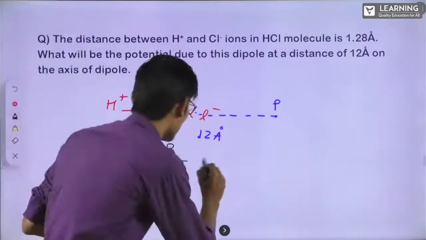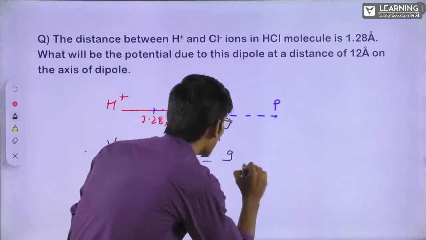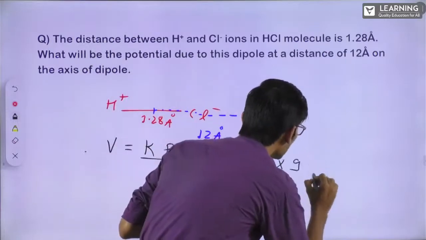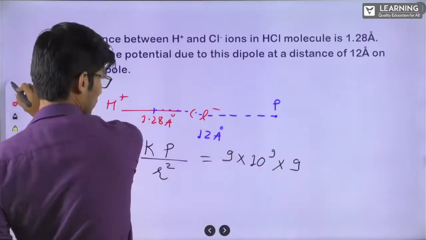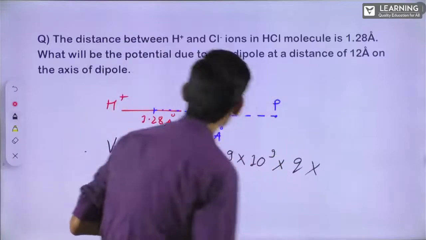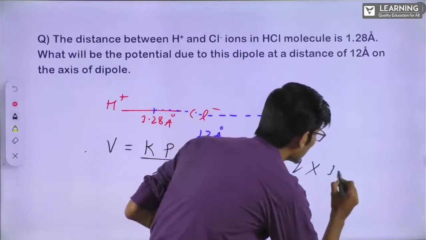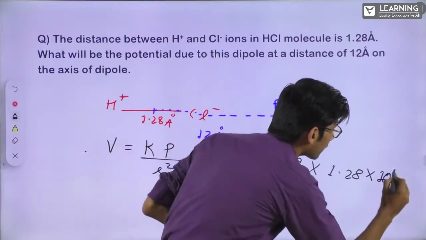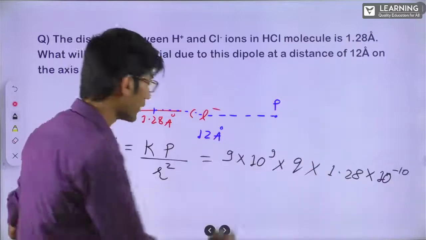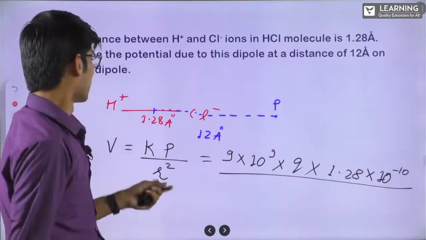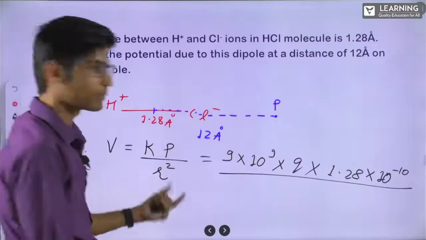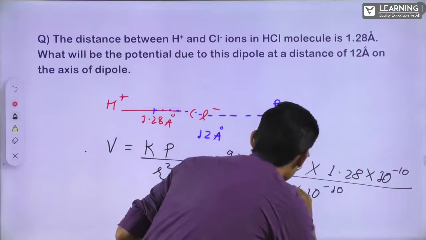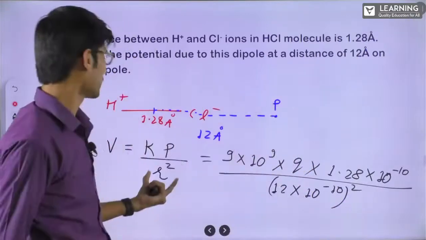Correct? So this will be K is 9 into 10 power 9, P is Q into this distance 1.28 into 10 power minus 10, divided by this distance 12 angstrom squared, r square, 12 into 10 power minus 10 whole square.